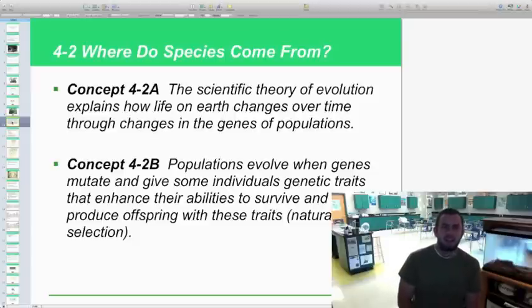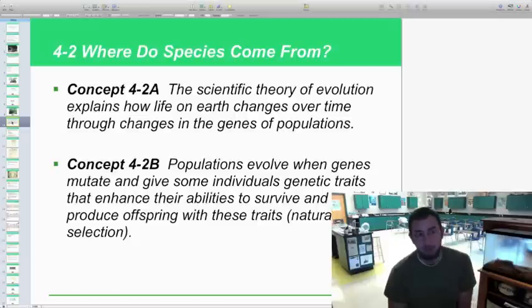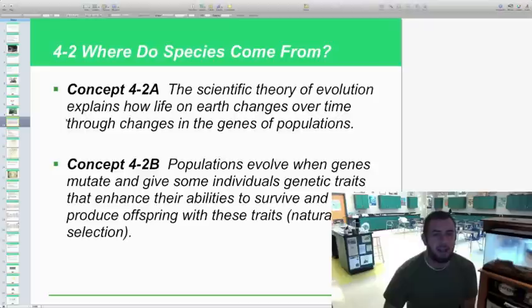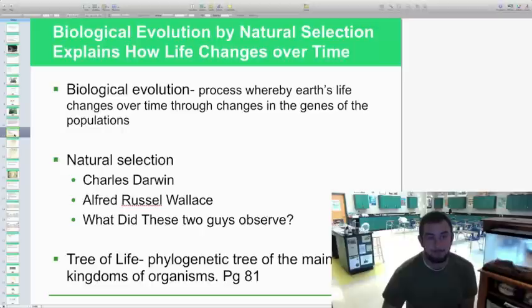All right. The second section that we're going to talk about is where do species actually come from? I heard we were talking about this in class the other day, looking at how you create new species through speciation. So we're going to look at the scientific theory of evolution, how it explains how life on Earth changes over time, and also changes because of genes and genetics. We'll look at how populations evolve when genes mutate and give some examples of that as well.